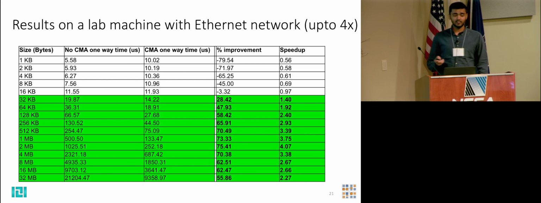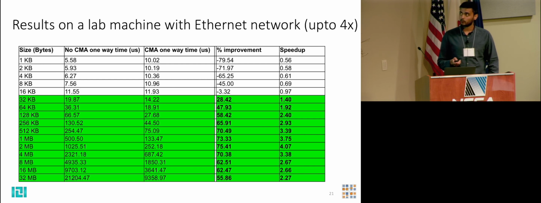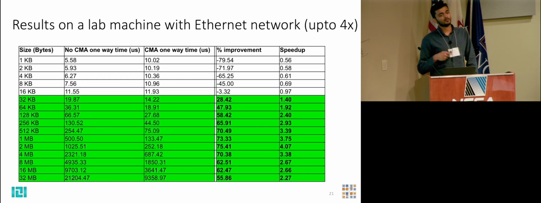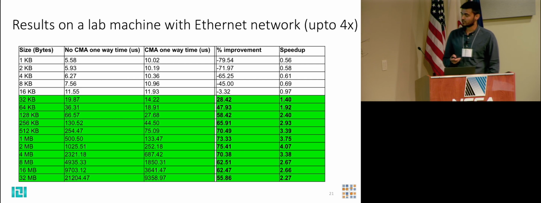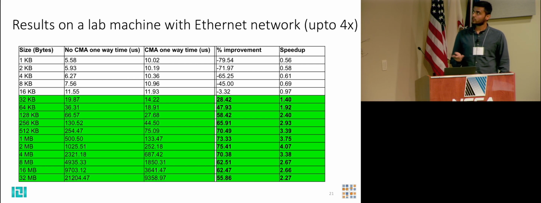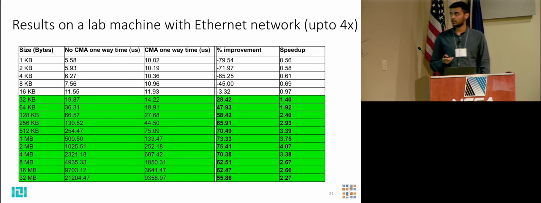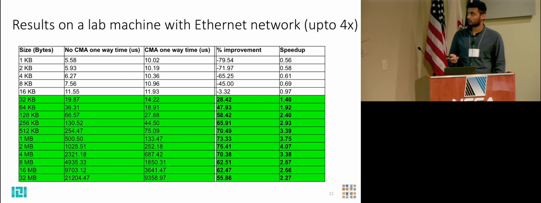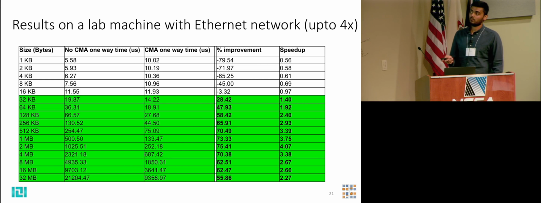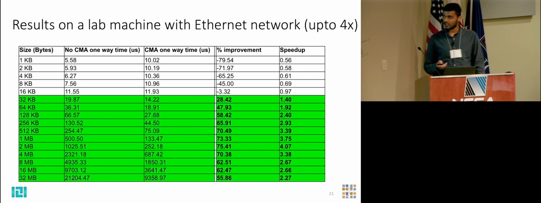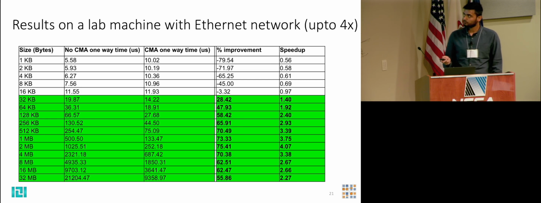So in this particular case, we actually exercise the network, so we are comparing performance of the network with performance of CMA, which uses the processor and the memory system too. So on slower networks like Ethernet, we gained quite a lot from CMA, almost up to 4x. That's because the shared memory transport was easily beating the network.